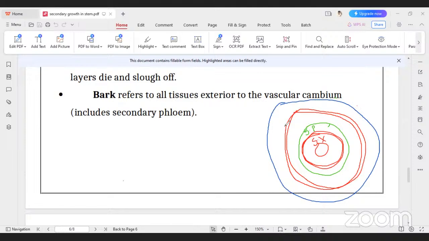Right, after formation of the cambium ring, what happened due to the activity of the cambium ring? Inside what formed, outside what formed? Inside, not secondary xylem, secondary cortex is formed. Outside, cork cells.